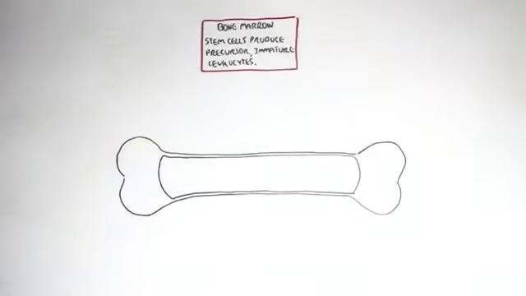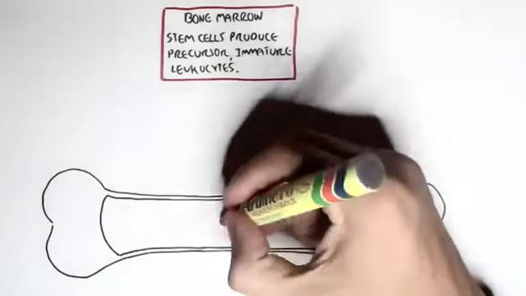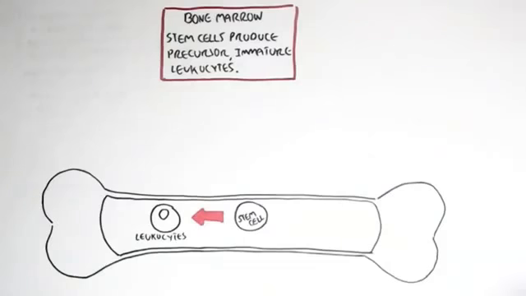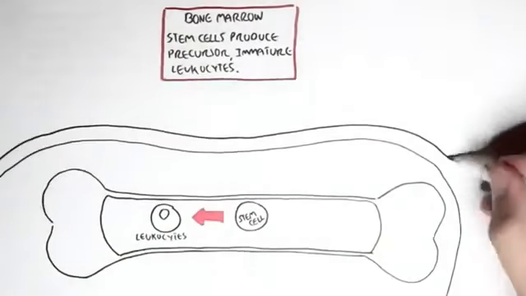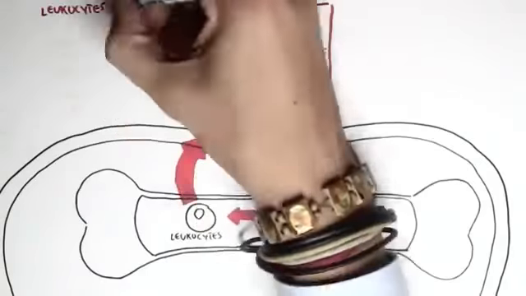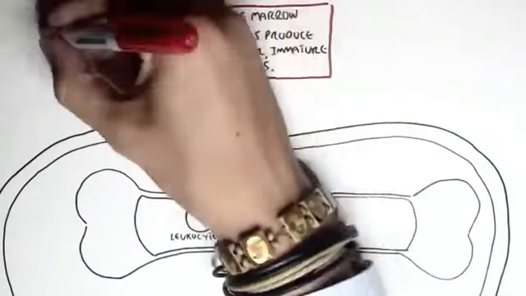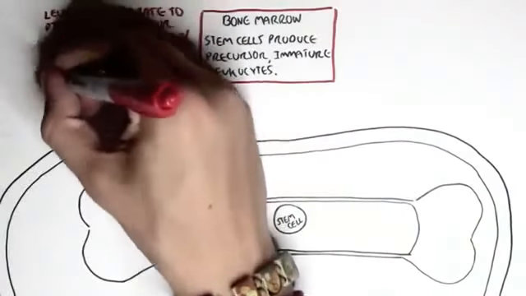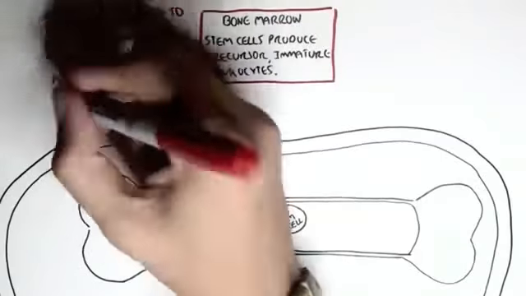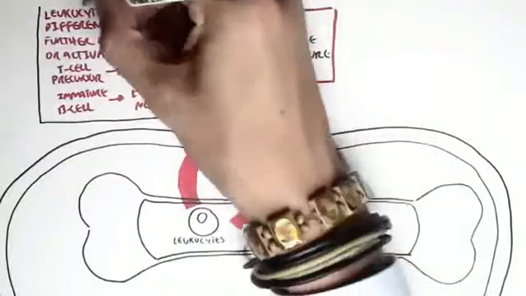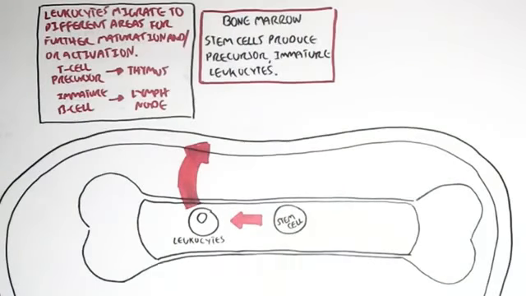In the bone marrow, we have what's called stem cells, and these stem cells produce precursor or immature leukocytes, the white blood cells. Once these white blood cells are there in the bone marrow, they will leave the bone marrow into the bloodstream over here. The leukocytes will migrate to different areas, different tissues, for further maturation or for further activation. An example of this is the precursor T cell, which matures in the thymus, and the immature B cell, which goes to the lymph nodes to become activated.